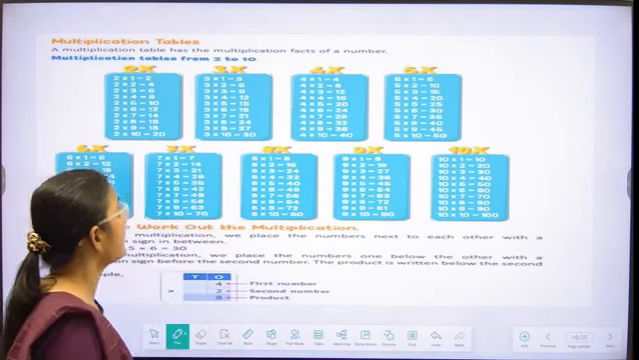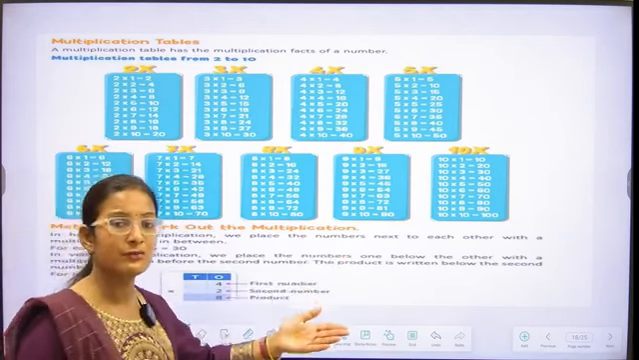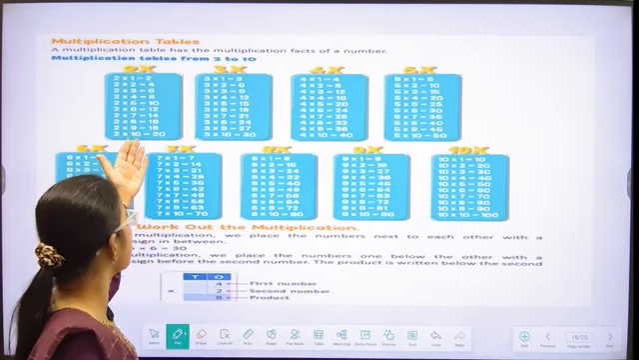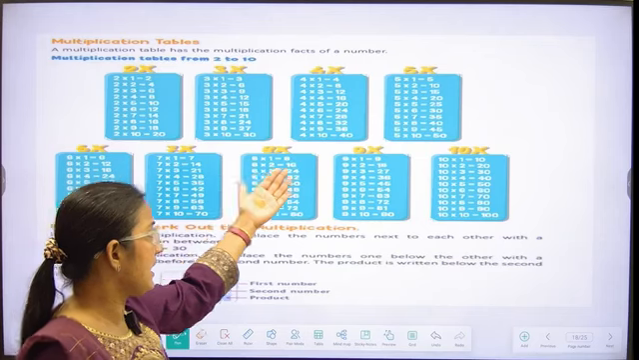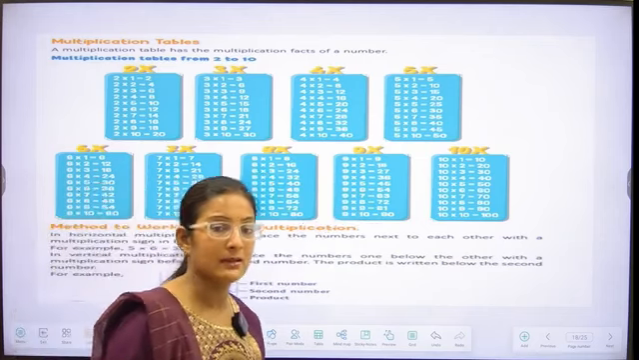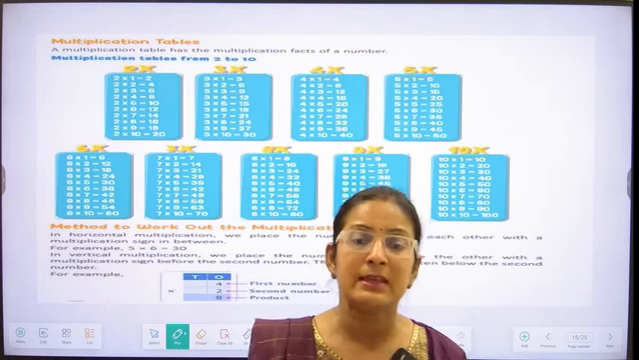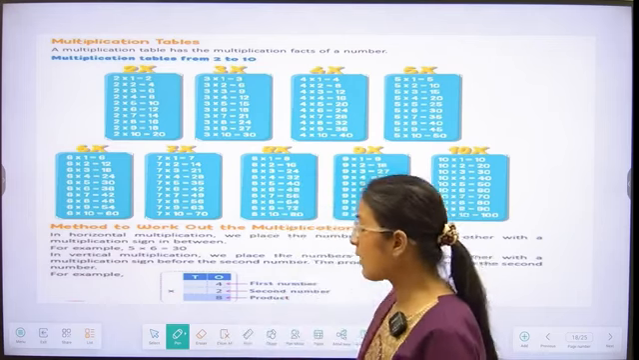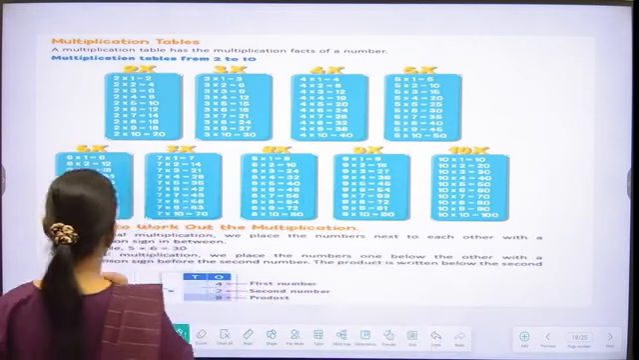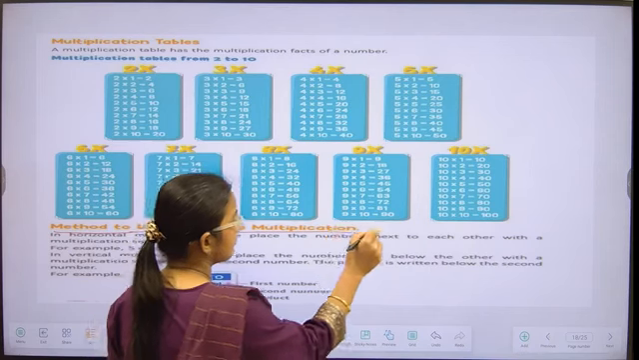Let's move further. Now for doing multiplication, students, what we have to do is learn the tables of 2, 3, 4, 5, 6, 7, 8, 9, and 10. With this, we can do multiplication in an easier way. So now we are going to understand how we can do the multiplication, students.